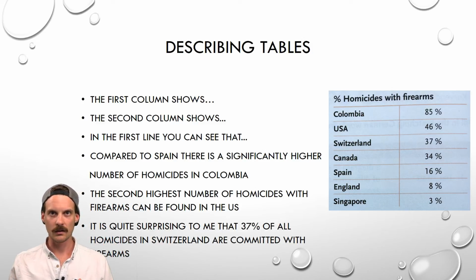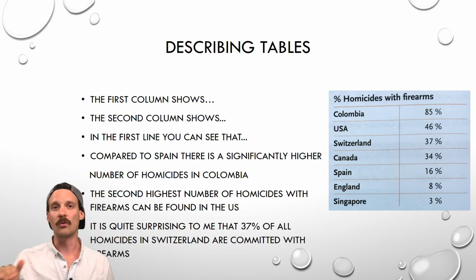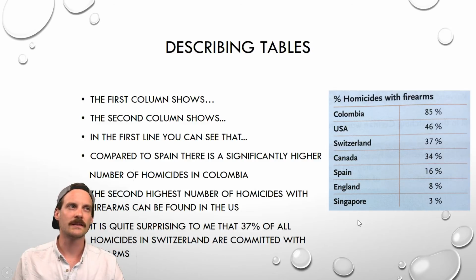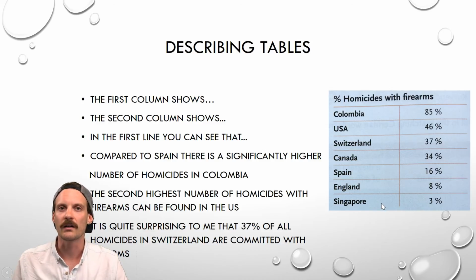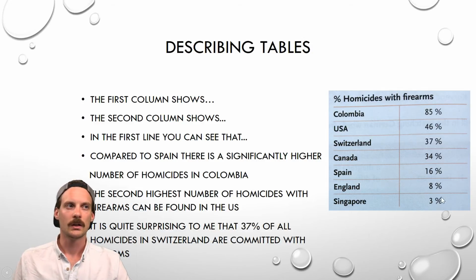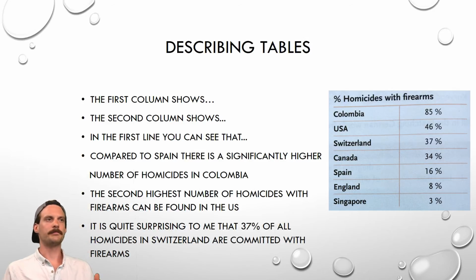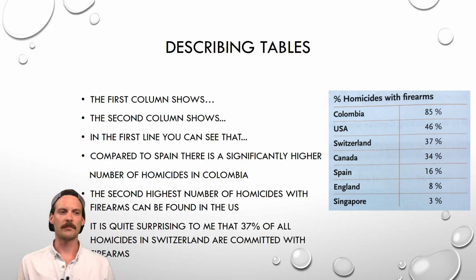Of course, the simpler thing is that you should basically avoid mentioning every column and every row. That's not good. Don't do that. Try to compare. For example, if you're quite surprised that the percentage of homicides with firearms in Singapore is that low, then you can start with: it's really interesting that the percentage of homicides with firearms in Singapore is that low, compared to Colombia.